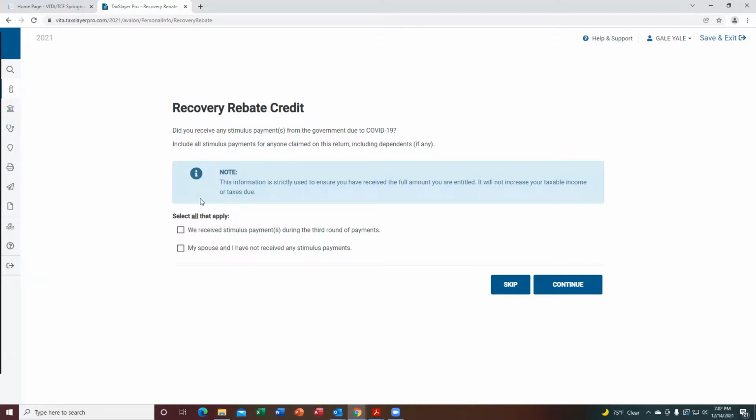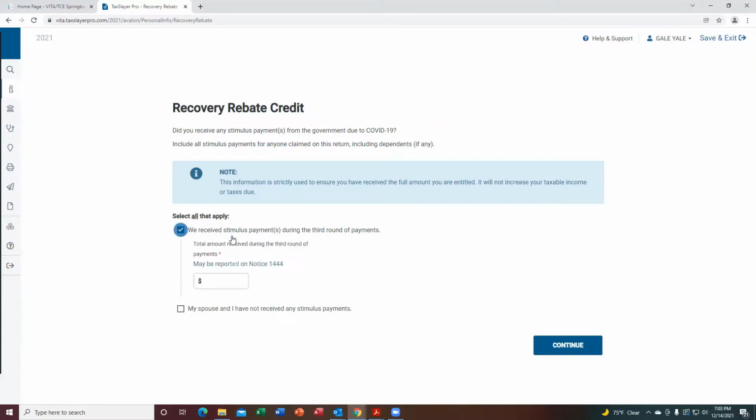So this is important right here to answer this area. If we bypass it, we leave it blank, the system's going to assume that the taxpayer did not receive this third stimulus. So again, do not leave it blank. So we're going to say yes, we did receive. Here it tells us that the client should have received notice 1444 from the IRS that tells them how much they received. So we're going to show a total of, in their case, $4,200.